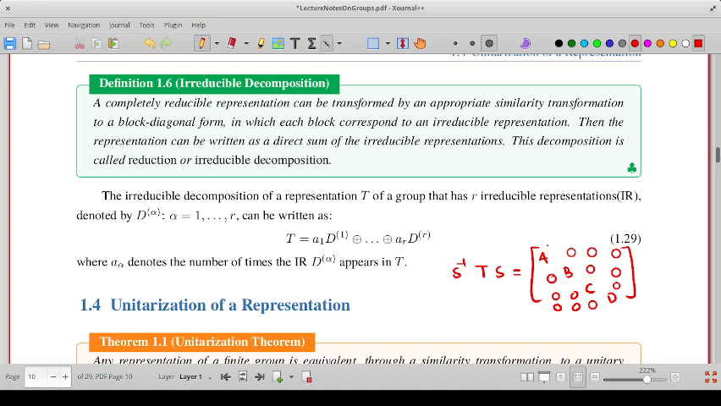Then the representation can be written as the direct sum of these blocks. Call it T dash, then T dash will be written as the direct sum of the matrices A, direct sum B, direct sum C, direct sum D.